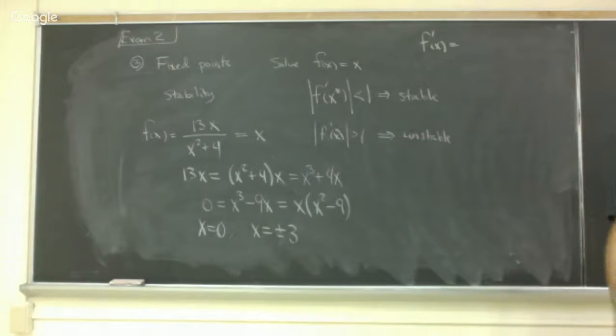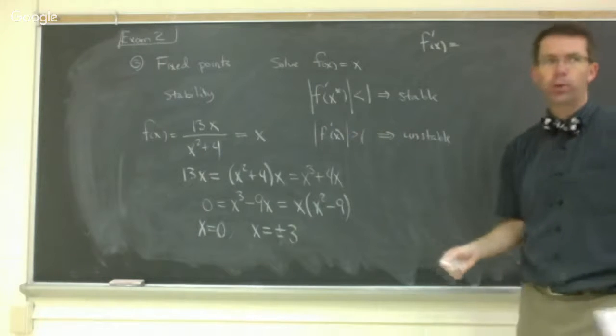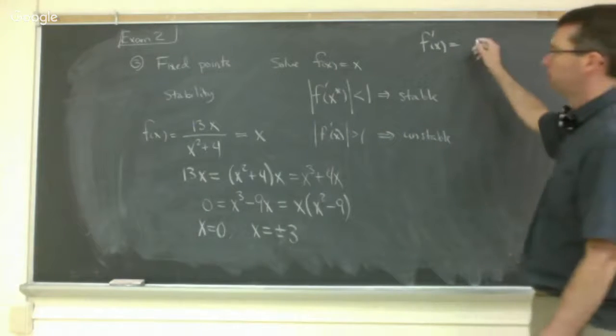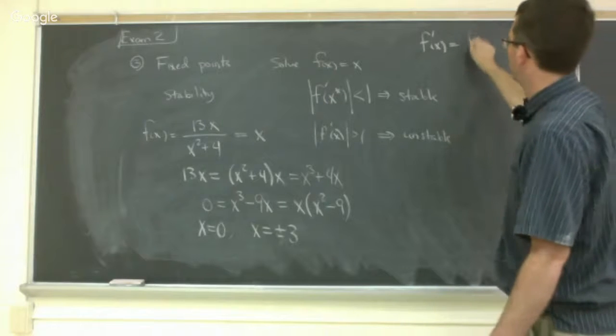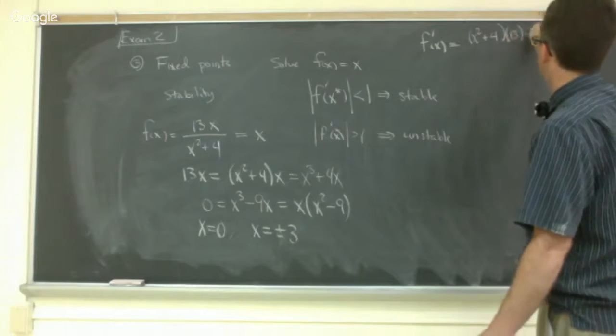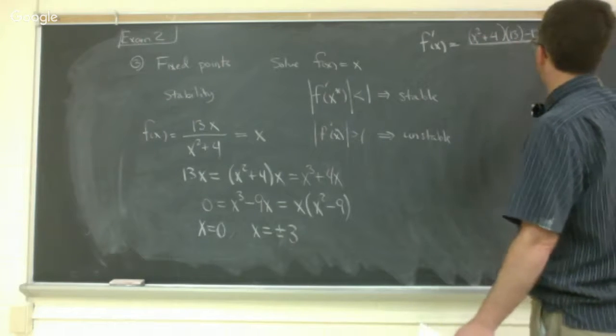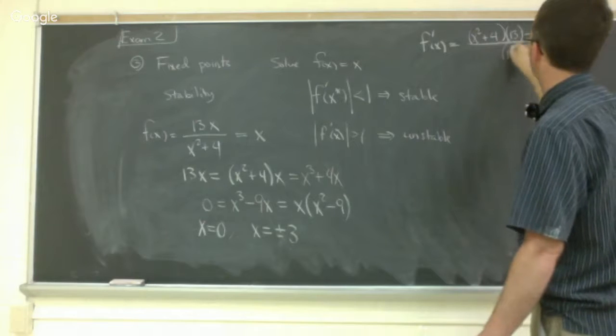So what rule should I use? Quotient rule. Low d high minus high d low over low low. Something to remind you of how to do that. So low d high minus high d low over low low.